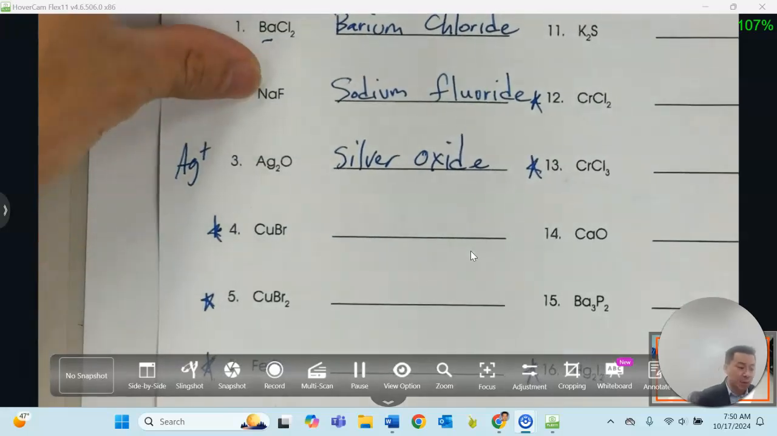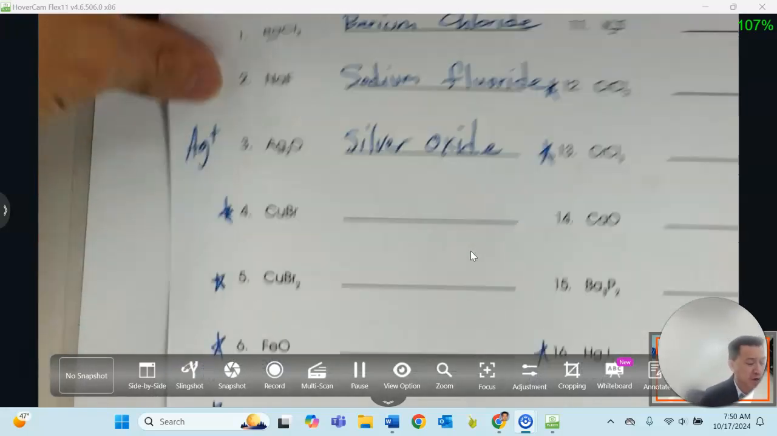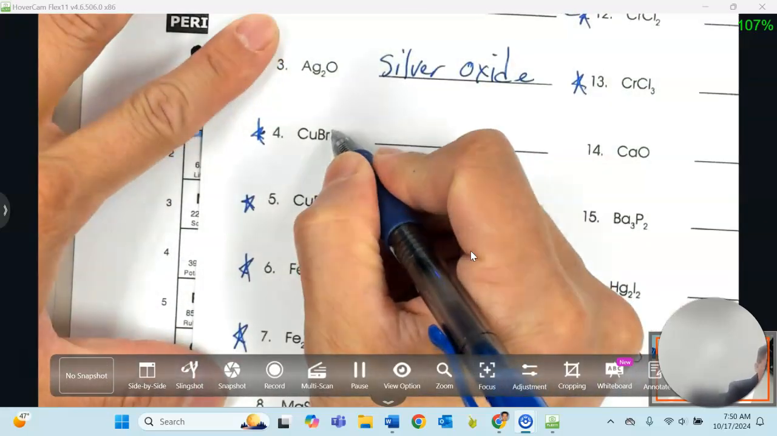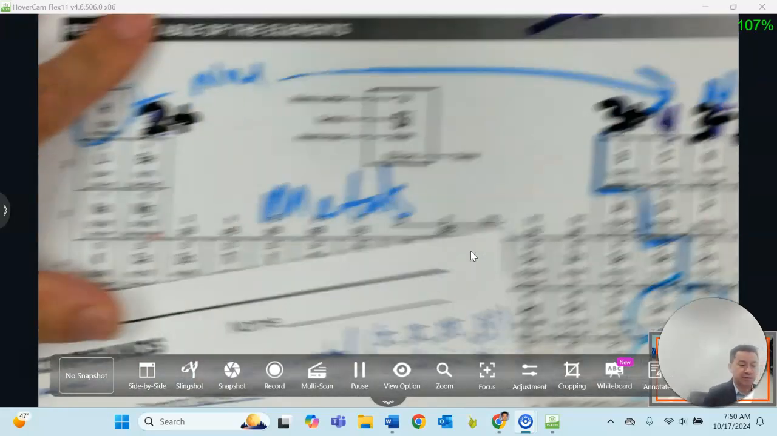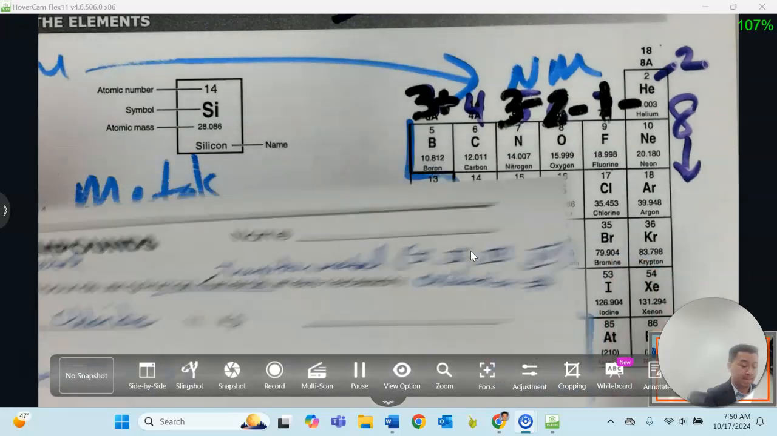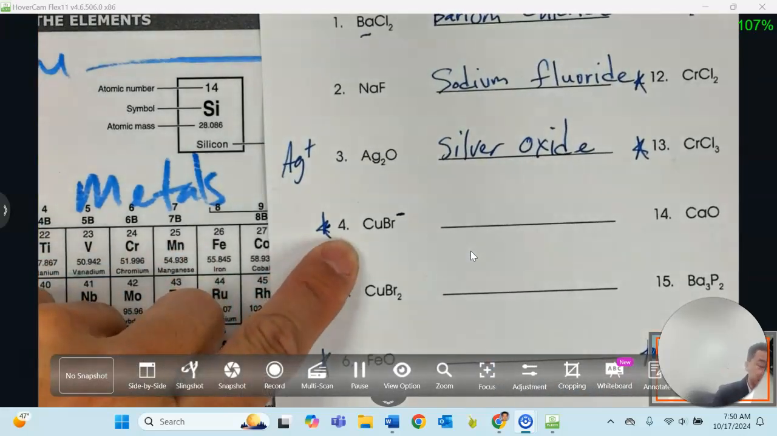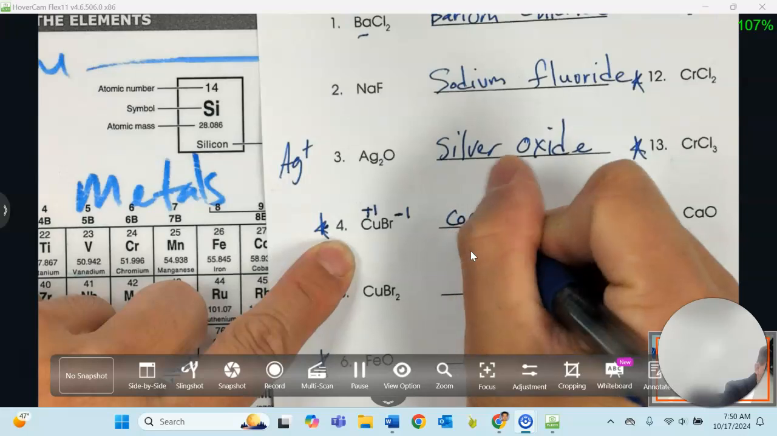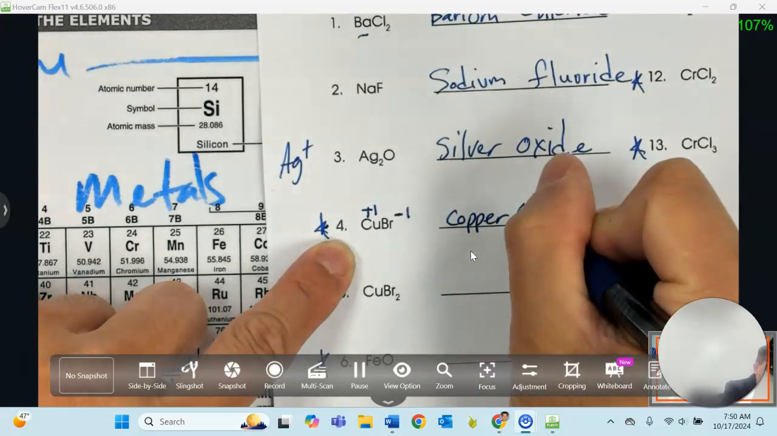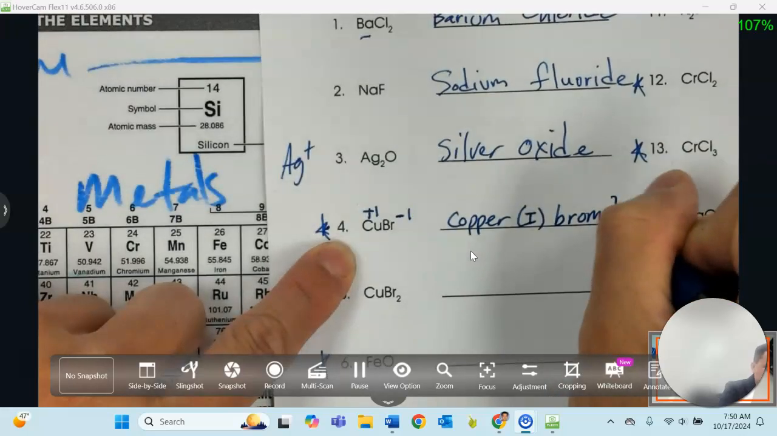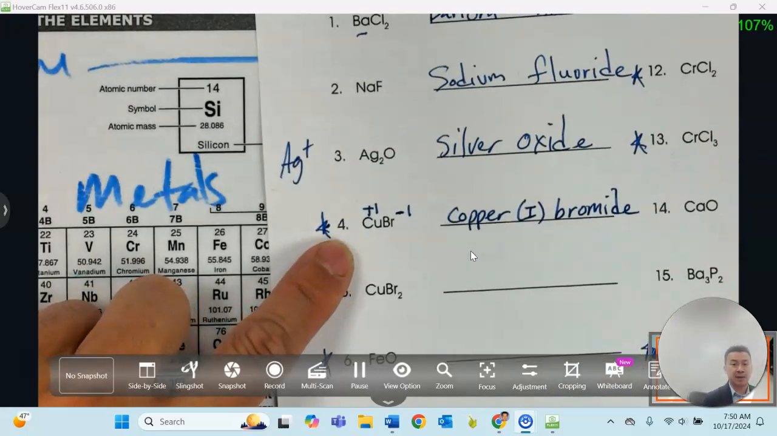Okay, when it gets to number 4, when it gets to transition metal, it's a little more complicated because you have to find out the charge of that thing. CuBr. Remember, Br is in group 17, it's -1. You have to know the charge of Cu to balance out, so we know that Cu has to be +1, the opposite. So when we write the name, we write copper, then we put 1 in the Roman numeral, copper 1, and the ending is still the same, bromide. Okay? Copper 1 bromide.